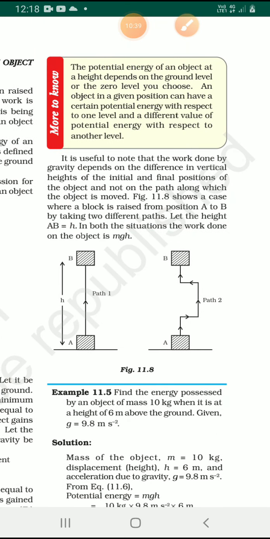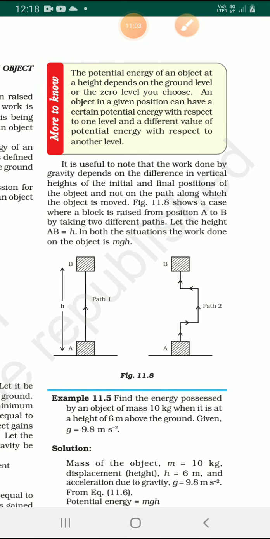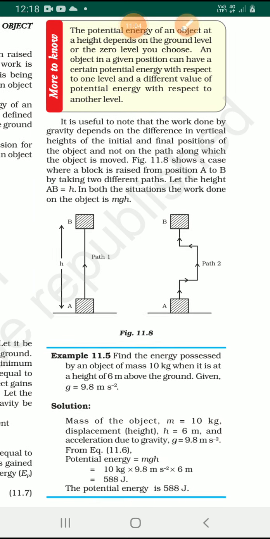Okay. It is useful to note that the work done by gravity depends upon the difference between the vertical heights of the initial and final positions of the object, and not on the path along which the object is moved. Figure 11.8 shows a case where the block is raised from position A to B by taking two different paths. Let the height be h. In both situations, the work done on the object is mgh.